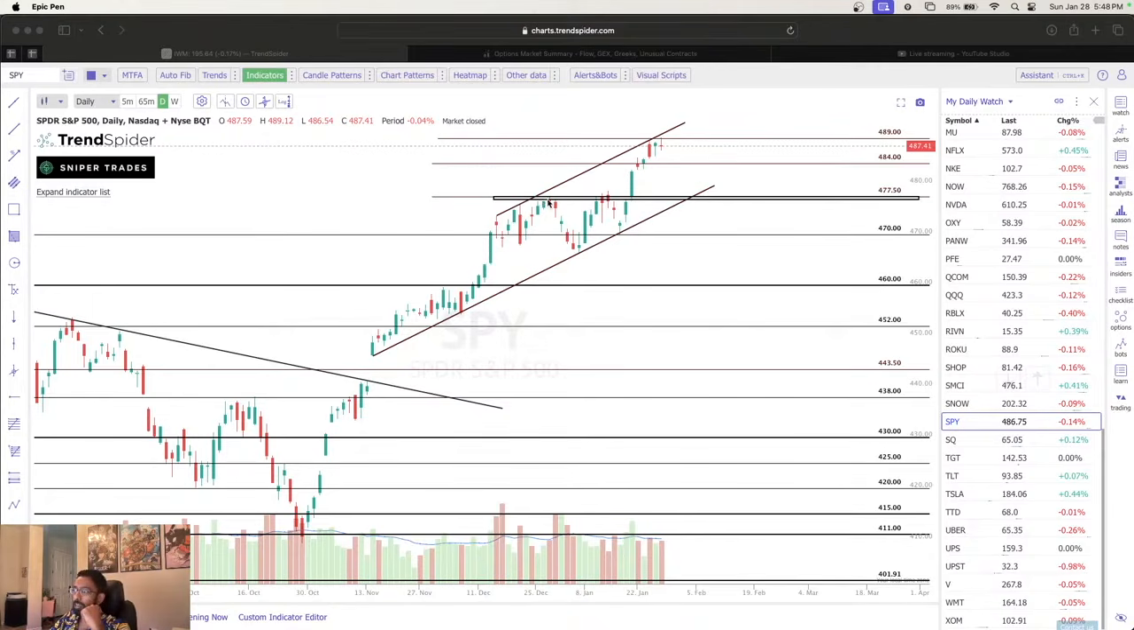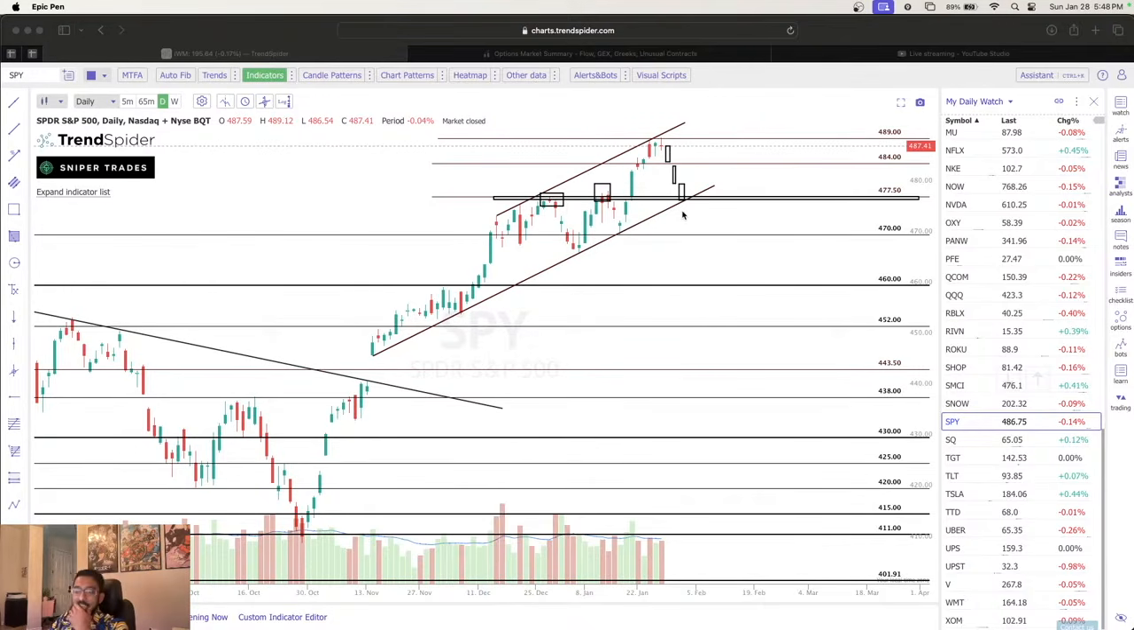We went up, took some time, went right back down, went right back up, took some time, went right back down, and then finally it broke out, right? So there were a couple of touches before it broke out. So yes, when the market comes down, 477.50 will act as a strong support, right? It acted as a resistance here. Once it broke out, now it's a strong support.